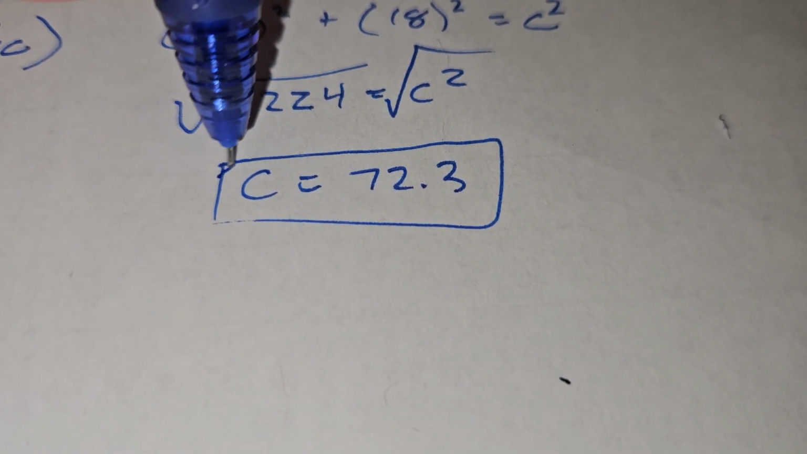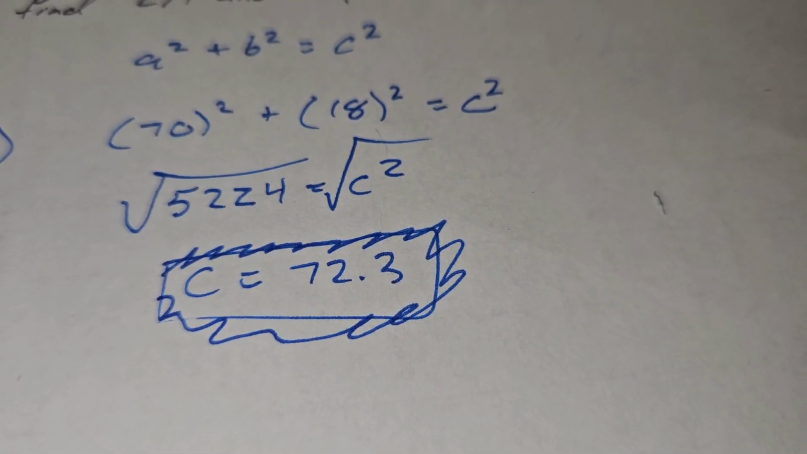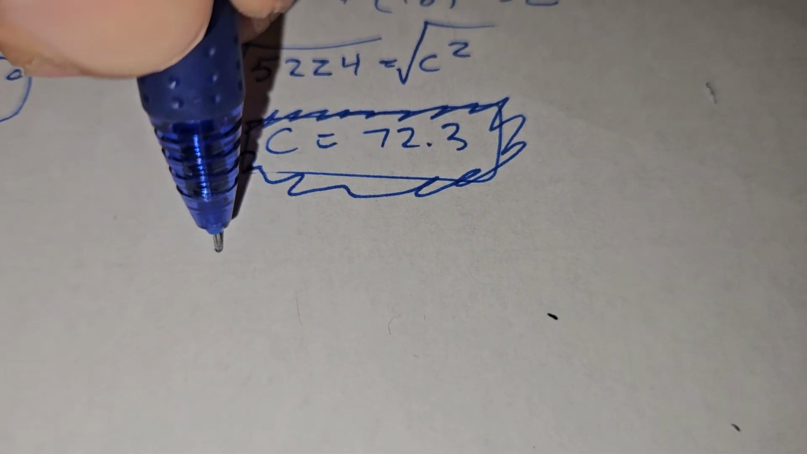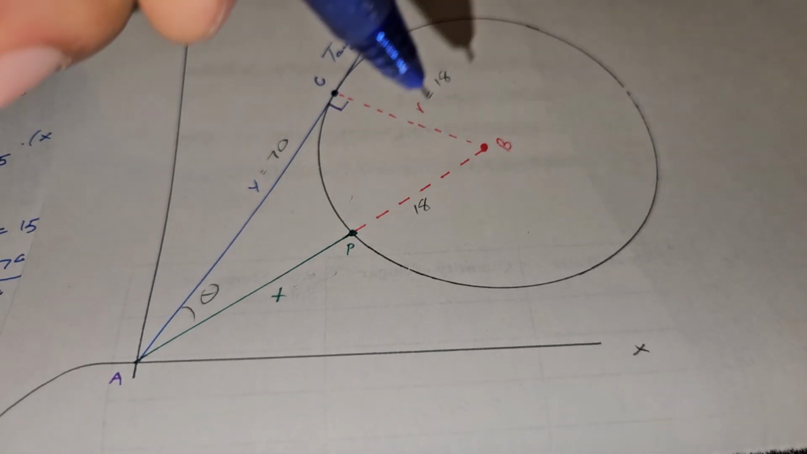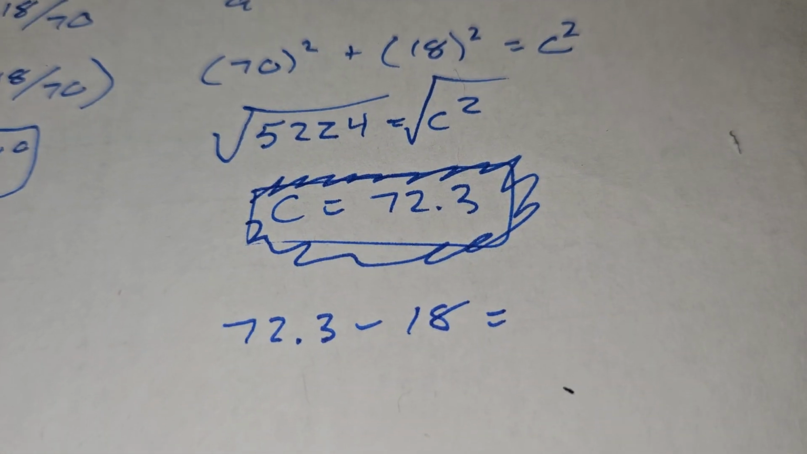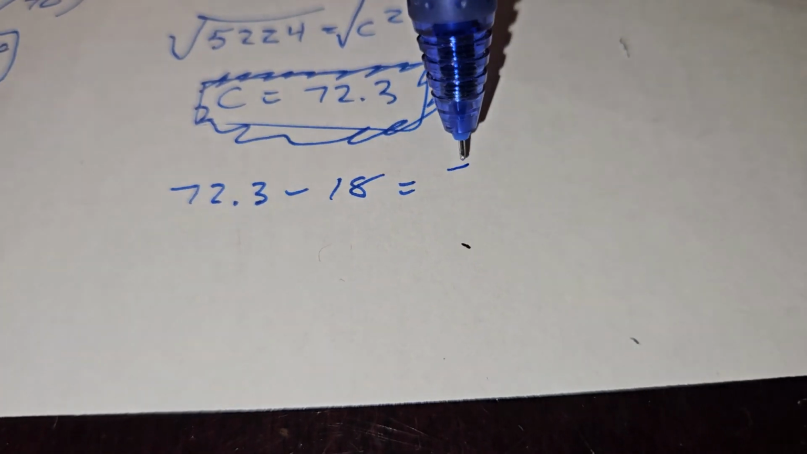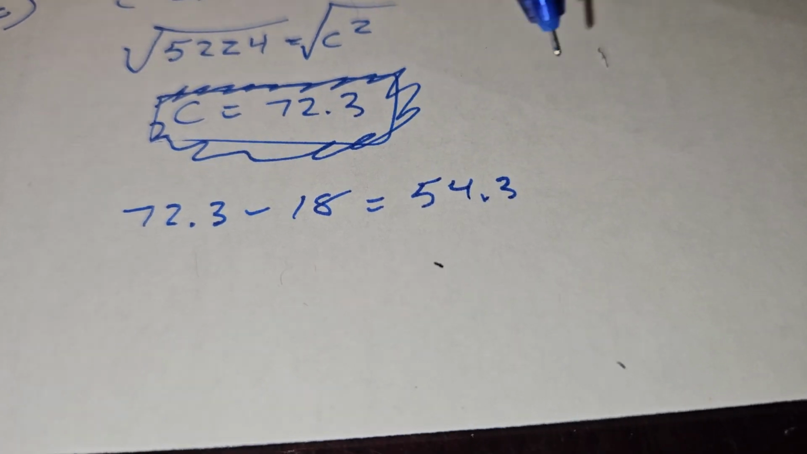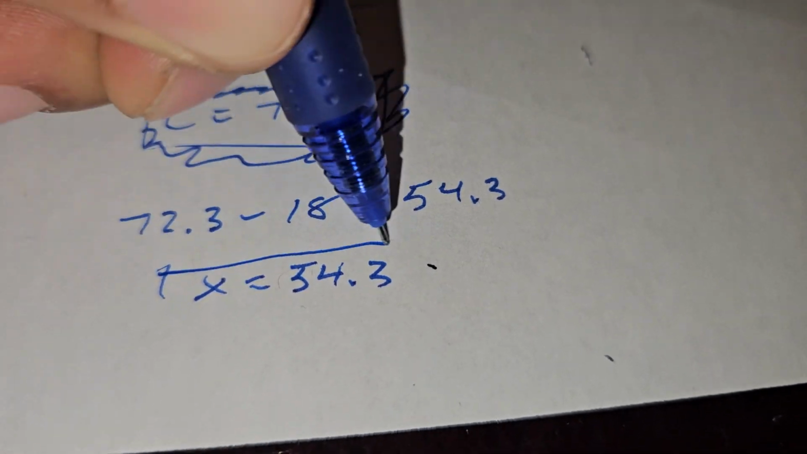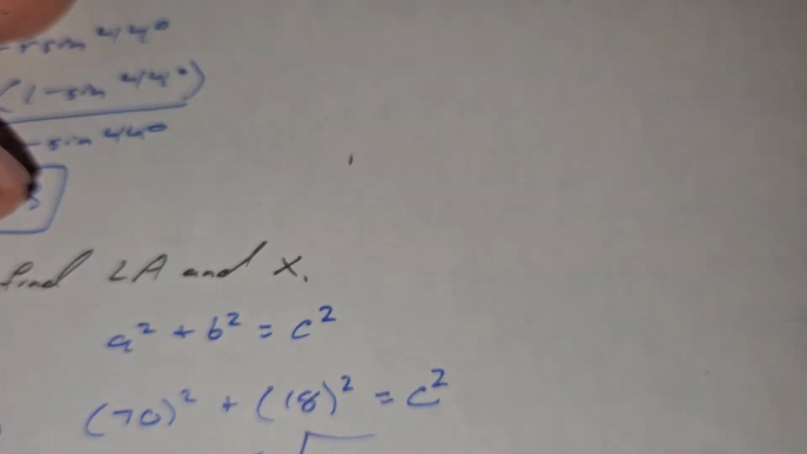That's going to be your whole hypotenuse. In order to find x, we want to find x, we don't want to find c. So with 72.3, we're going to subtract your radius just to find x. And that is equal to 54.3. So that's going to be x. x is equal to 54.3. We found x.